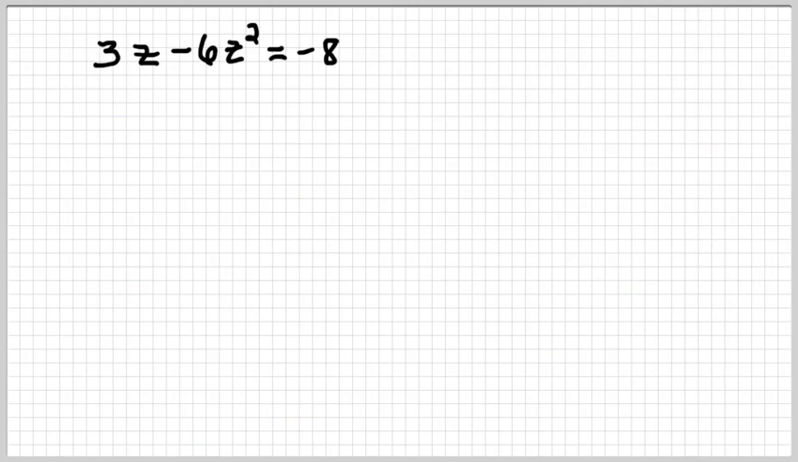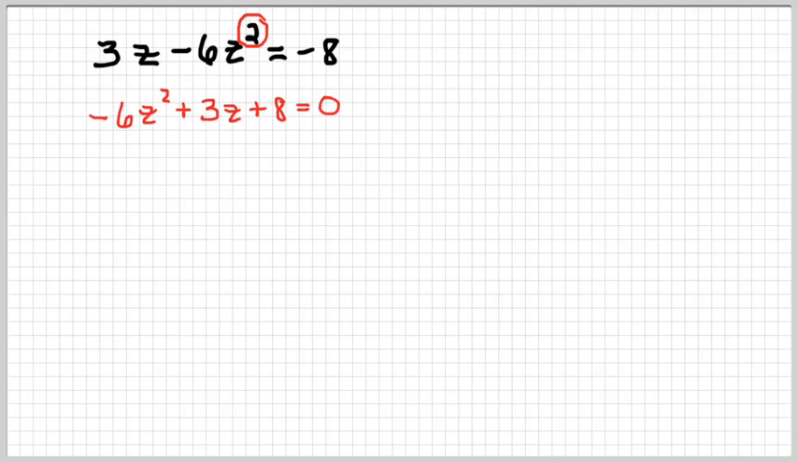Let's try one more of these things. Here's another quadratic. I can identify it by the x squared, or in this case z squared. That's the highest degree or exponent in the problem. Step 1 is I want to get it in standard form. So I'm going to put the 6z or negative 6z squared first, then the positive 3z. I'm going to add the 8 to the other side, so it's on the left now.